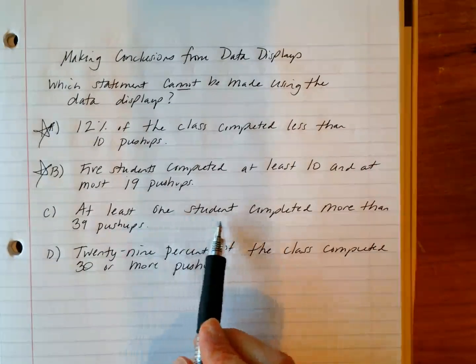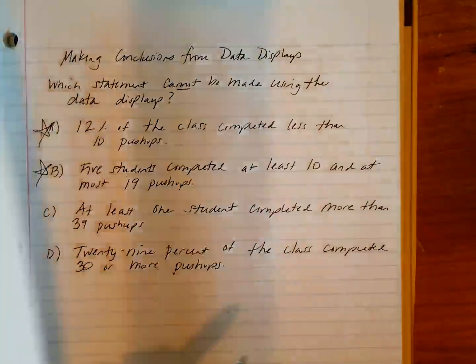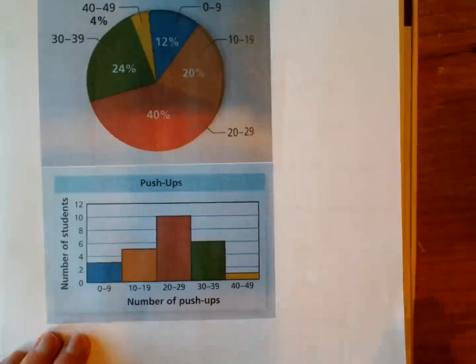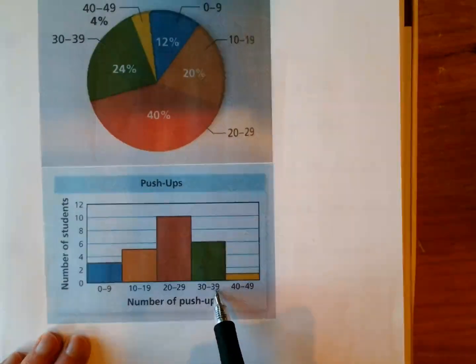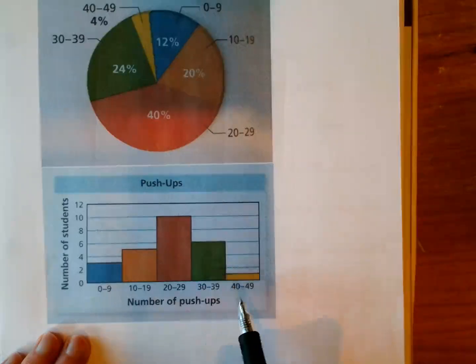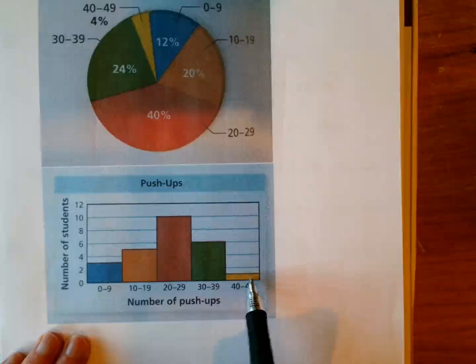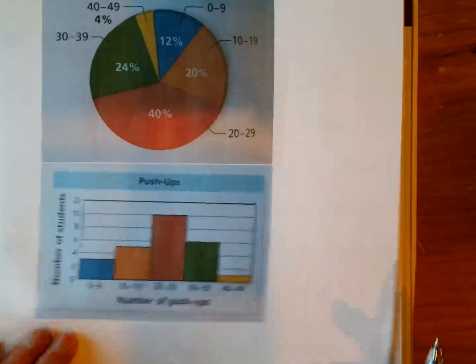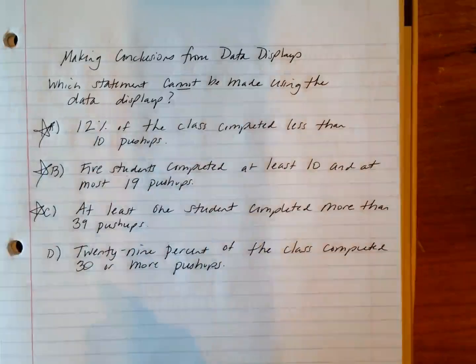At least 1 student completed more than 39 push-ups. Again, I would come down to my histogram. At least 1 student completed more than 39, so I wouldn't look up to this green. It has to be more than 39. Between 40 and 49 push-ups, I have 1 student. So that one I would say is, again, a true statement.